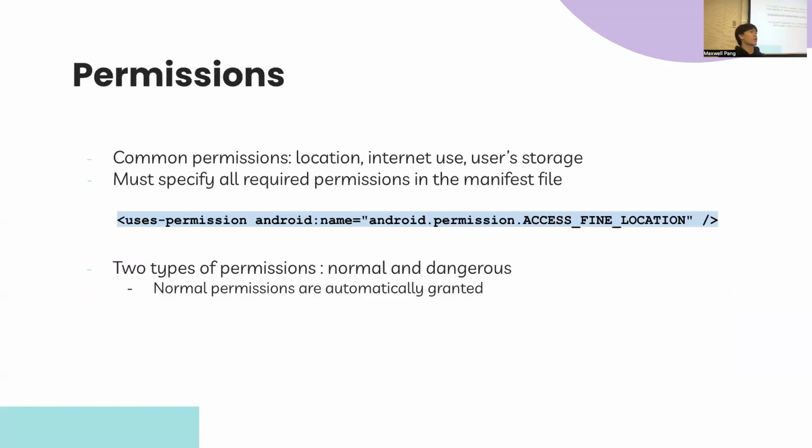Another thing that the manifest controls is permissions. Some common permissions that apps use are location, internet use, and user storage. We must specify all required permissions in the manifest file, regardless of whether they're normal or dangerous. However, normal permissions are automatically granted, while with dangerous permissions, we have to explicitly ask the user to give us permission. That includes fine location, user storage, camera, mic, etc.